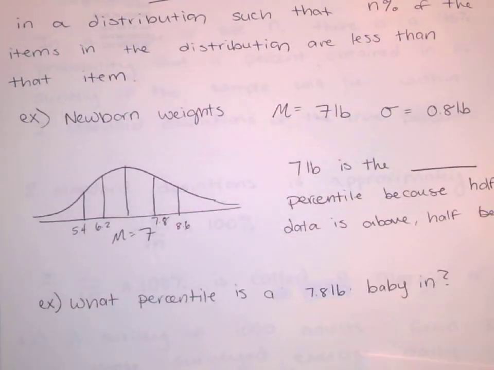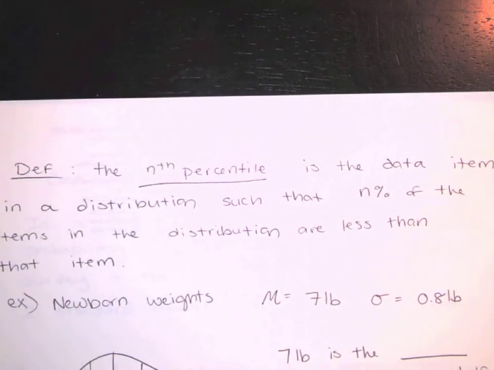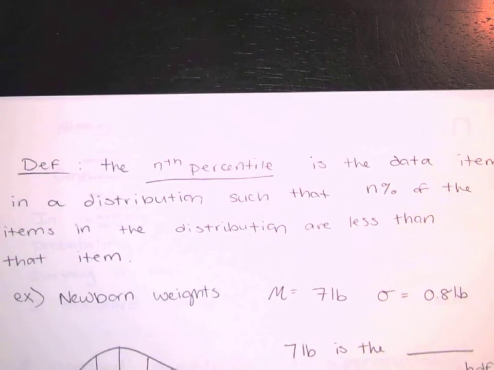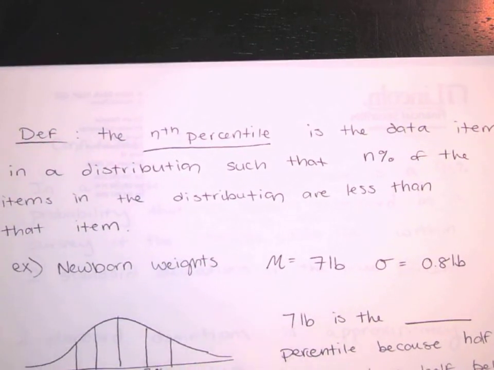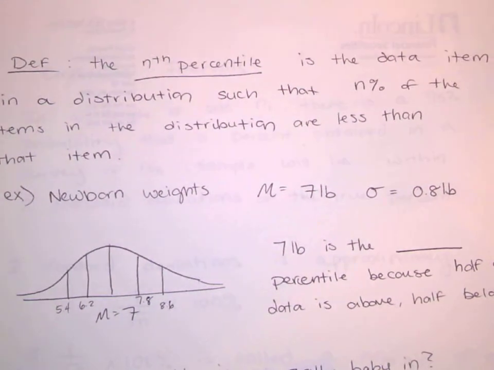Next, we'll talk about percentiles. So the nth percentile is the data item in a distribution that has n percent of the items in the distribution below it. So for example, if you're in the 95th percentile, that means that your score, your height, your IQ score, whatever, is bigger than 95% of all the other individuals in the population that you're in. So it's closely related to z-scores. Let's think about this example here.